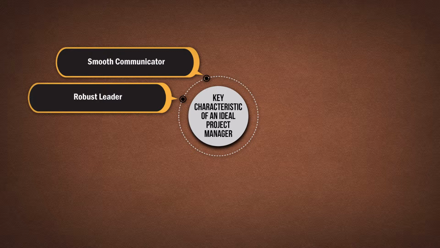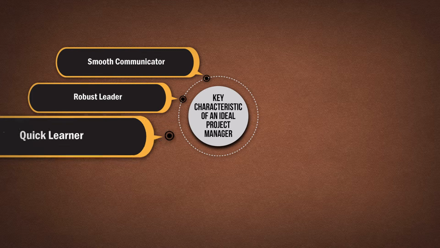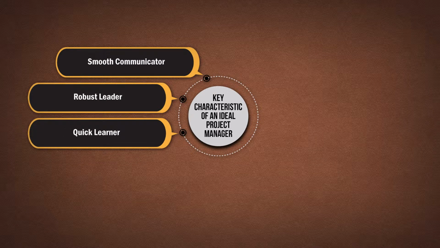Robust leader. Successful project managers don't micromanage their team. Even if they make mistakes, intelligent project managers allow the team members to rectify mistakes as soon as possible. Quick learner. They never stop learning and trying new things. That's how it is in managing a project. A new project is always a new wave of excitement.